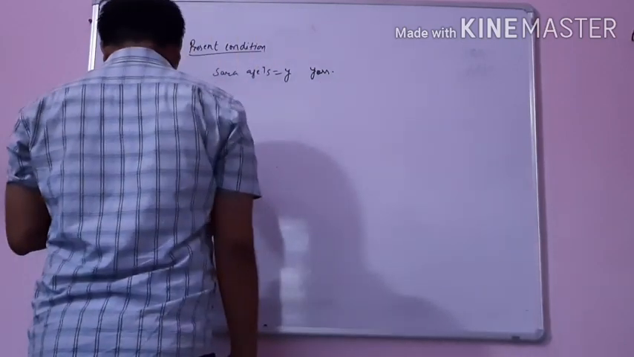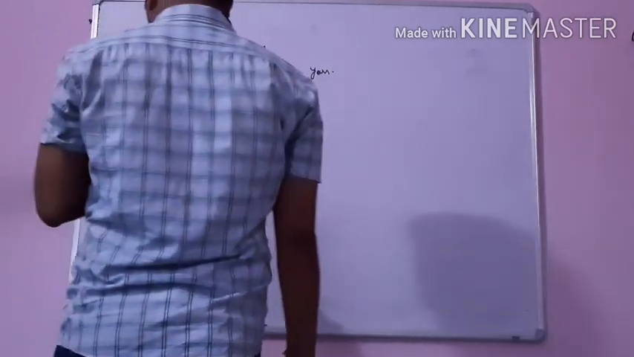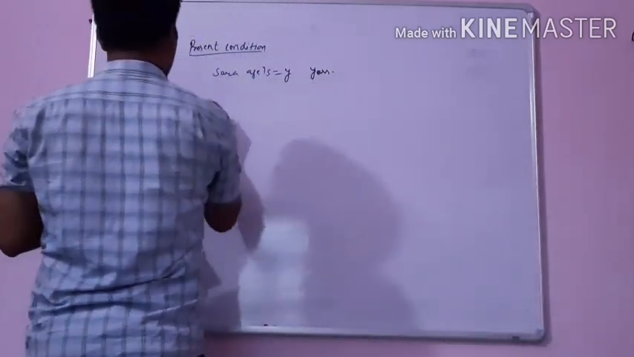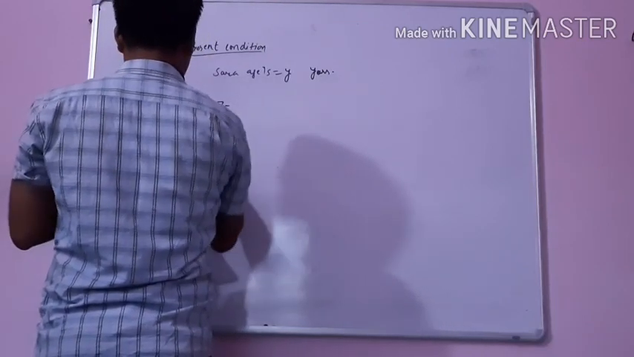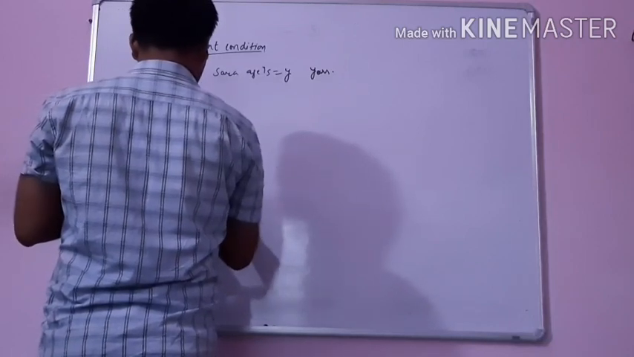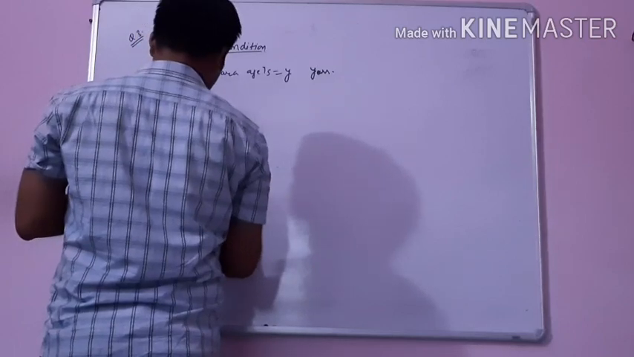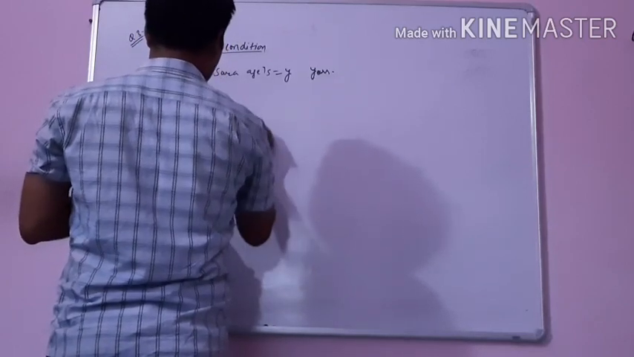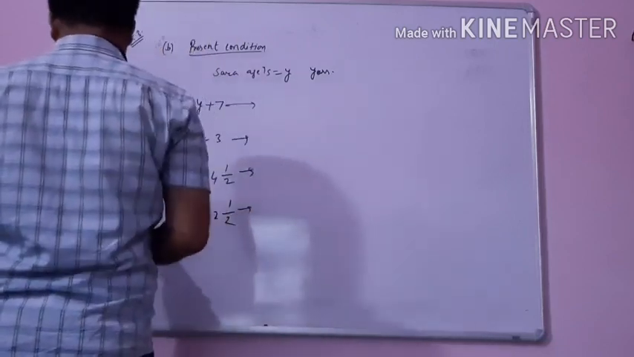Think of age in the future or in the past. What will the expressions indicate? The first expression is y plus 7. Second is y minus 3. Then y plus 1 upon 2, and y minus 2 upon 2. We have to express Sarah's age in this equation form.